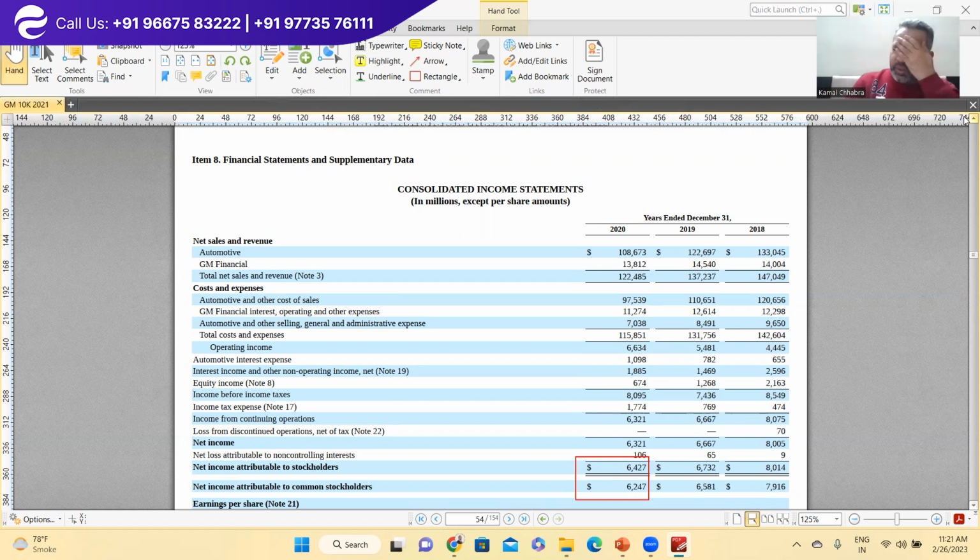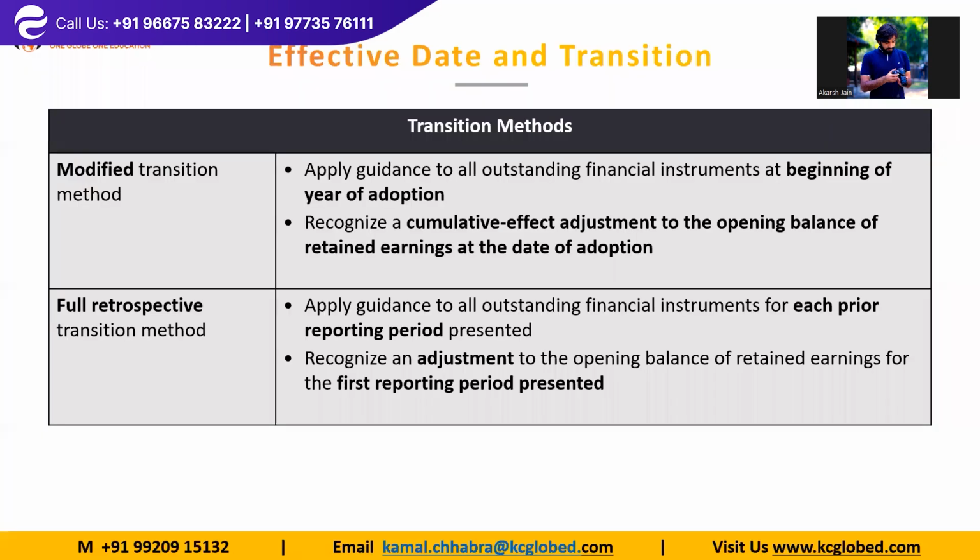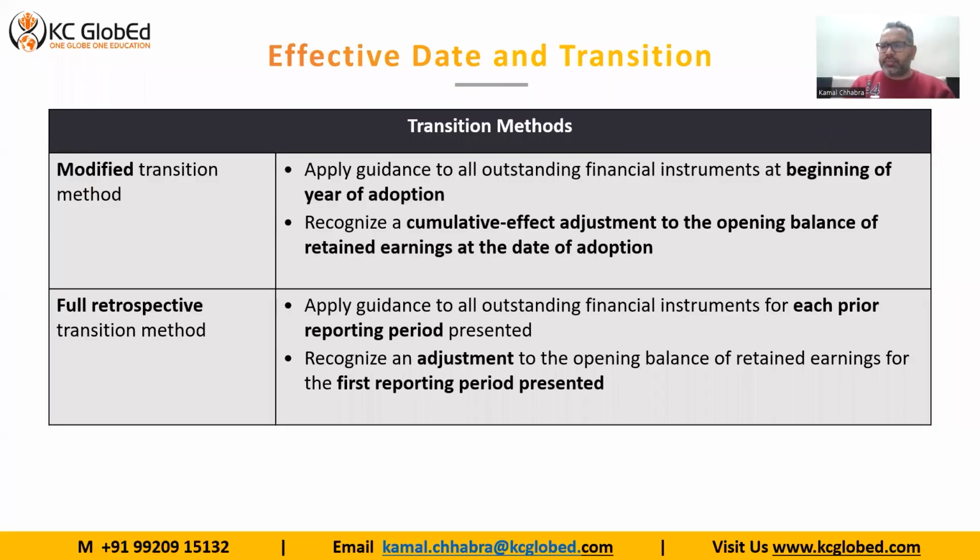But US GAAP requires 3-year income statement items. That's a difference in presentation and disclosure. Okay. Any doubt on transition method?